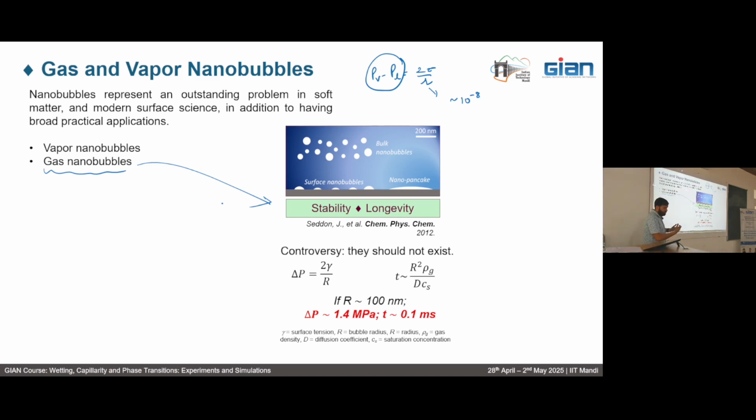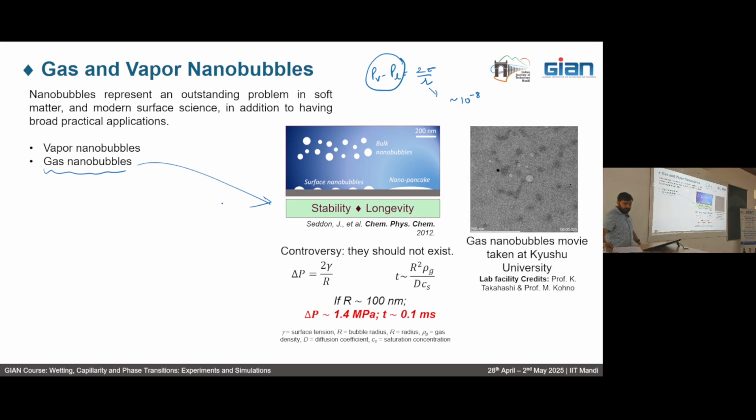Some researchers point out that we have a lot of contamination around these bubbles, which stops the gas from diffusing out of the bubble. There are several theories, contamination theories, pinning theories, a lot of theories, but still these bubbles should not exist, yet they exist for very long times, even though the prediction is that the time should be very small, because the Laplace pressure is very high.